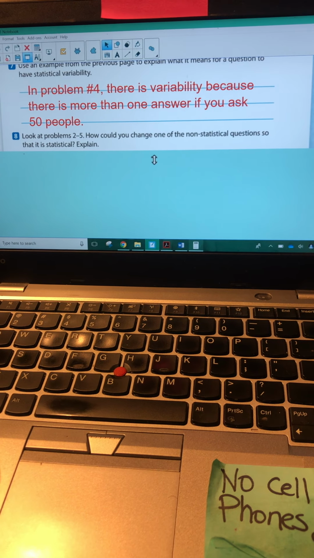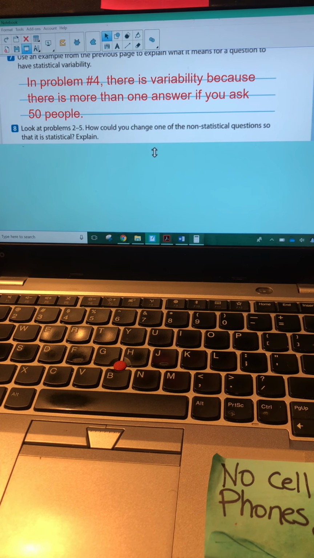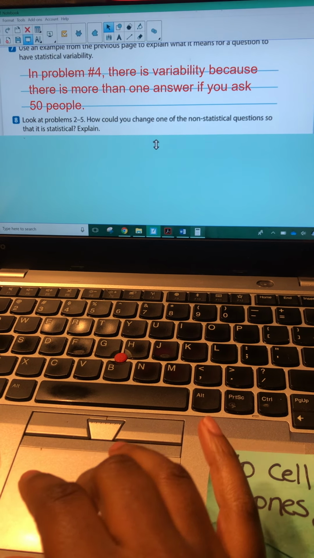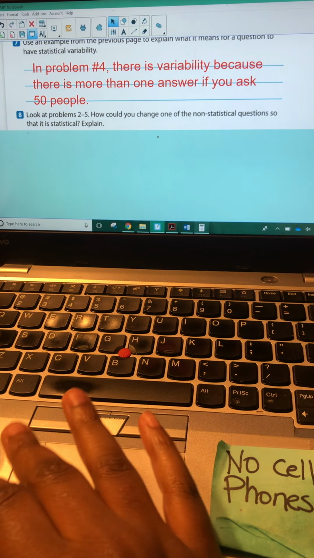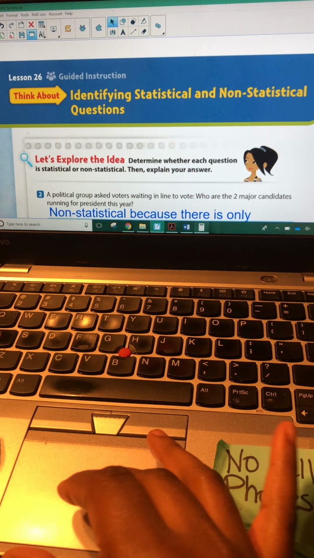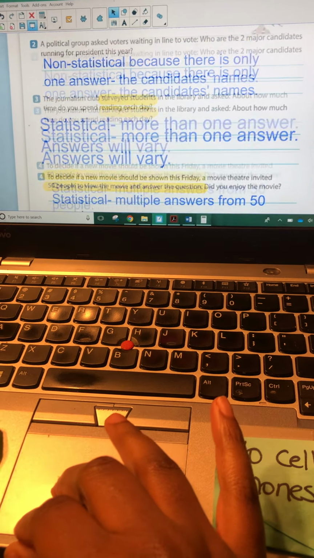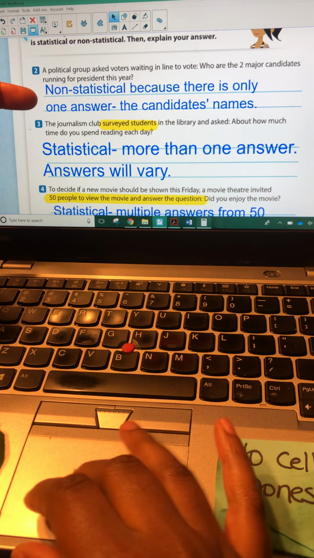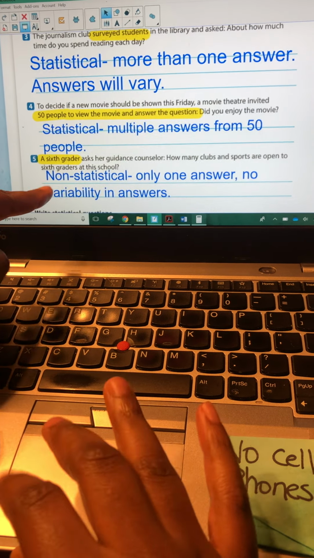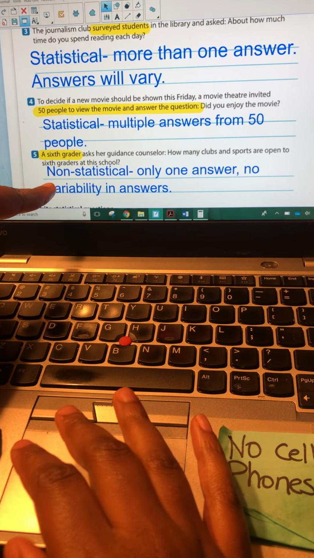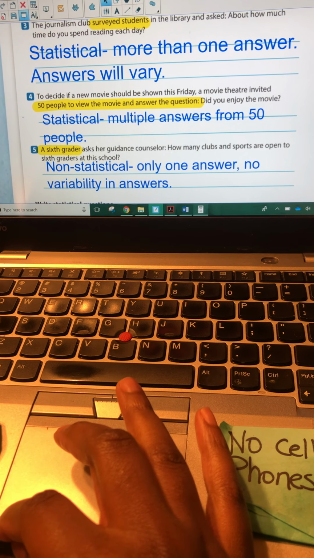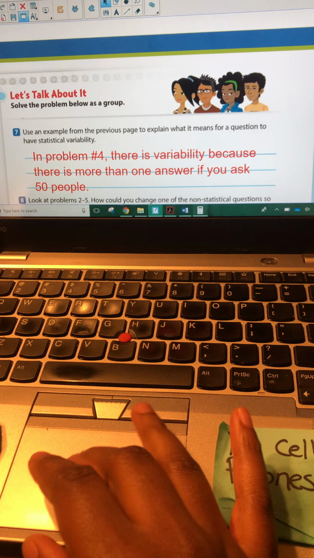Okay, now let's take a look at number 8. It says, look at problems 2 through 5. How could you change one of the non-statistical questions so that it is statistical? Explain. So now I'm going to look back at numbers 2 through 5 to see which ones are non-statistical. Number 2 is non-statistical, and number 5 is non-statistical. So if it's non-statistical, they want you to make the question statistical.